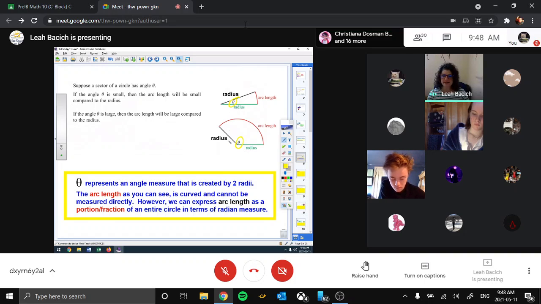So the radius is here in this black line, and it's this green line. So the radius, whether it's here or here, would you agree that they are the same length because it's the radius of the same circle? These would be the same also. Okay? Whatever they are, they would be congruent to each other. So theta represents an angle measure that's created by these two radii. So together, they make an opening. And as the opening gets bigger, the arc length gets bigger. So we do have a way to express arc length, and that's what we're going to talk about today.